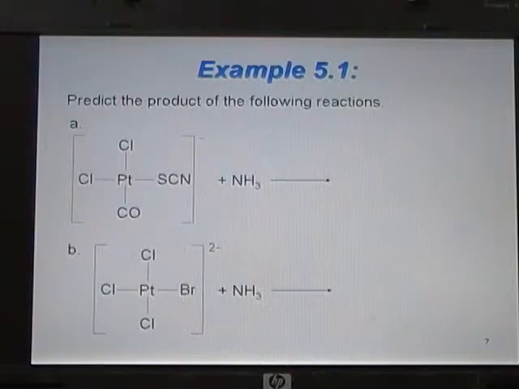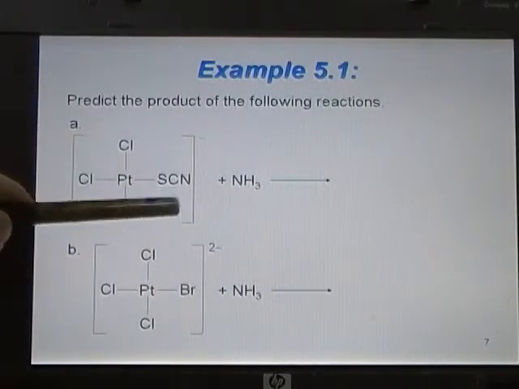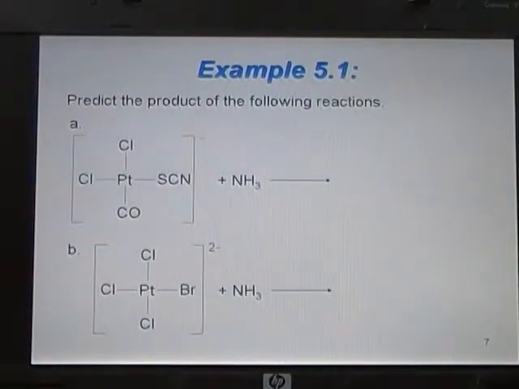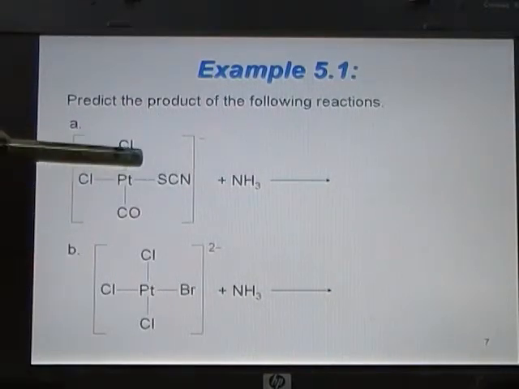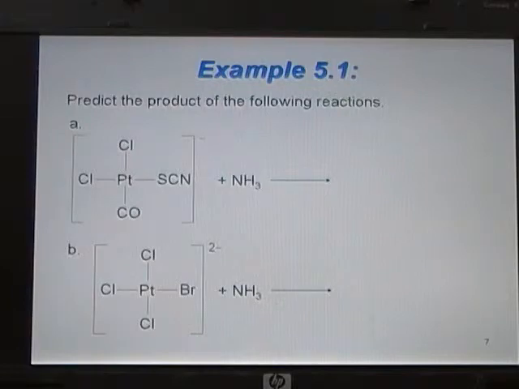So now we're going to look at two examples. We're going to predict the products of the following reactions. In the first reaction, you have CO trans to Cl, and you have SCN trans to Cl. Think for a minute. Which ligand is going to be the better trans director, CO or SCN? If you look at the trans-directing series, CO should be the better trans director, so this Cl should be removed and should be replaced with NH3.